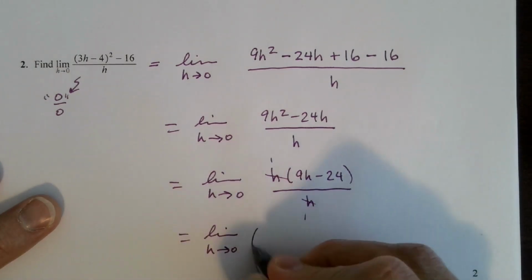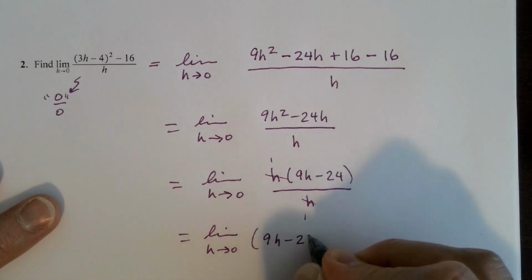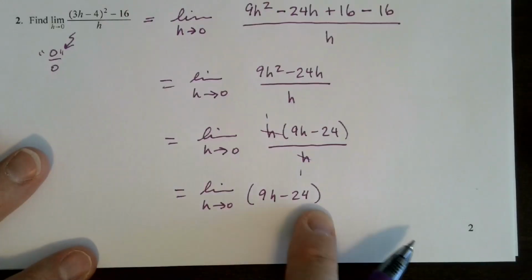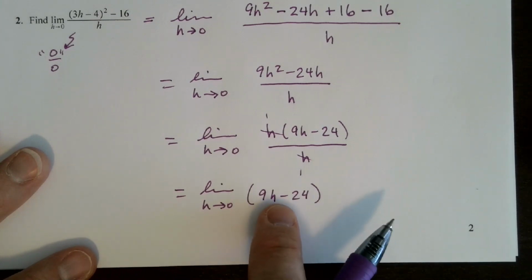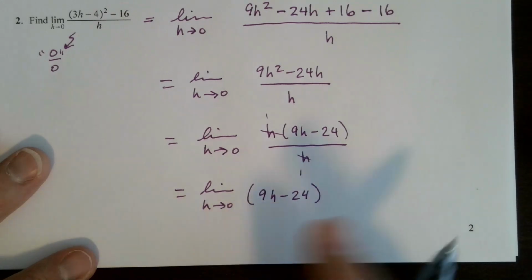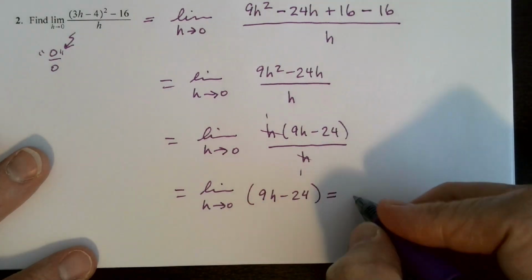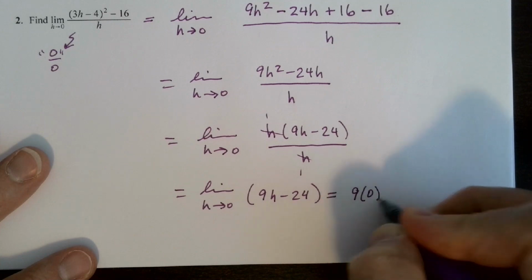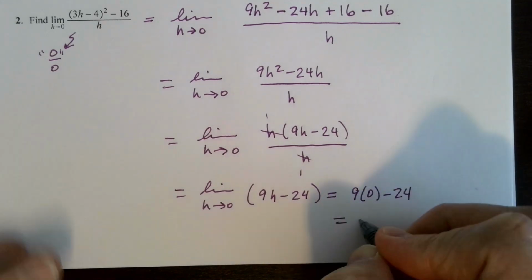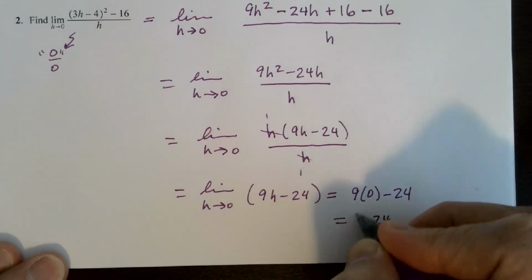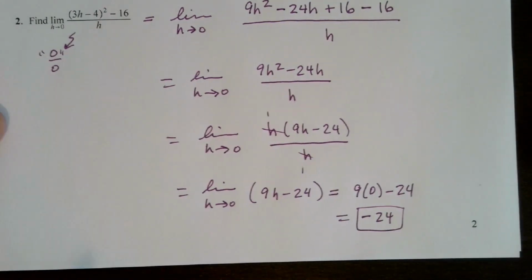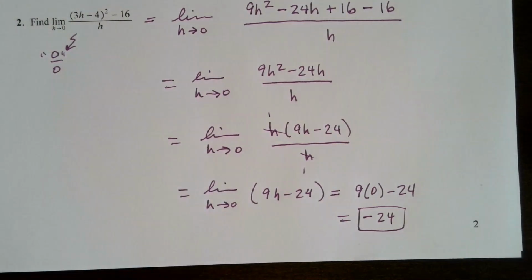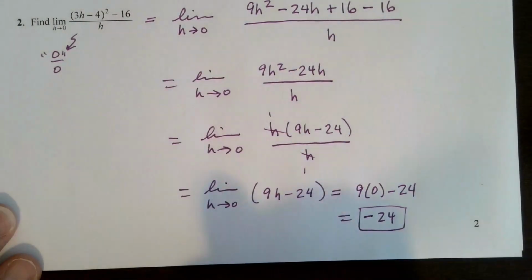And so I've got it all down to 9h minus 24. You should put that in parentheses, because we're taking the limit of the whole thing, even though there's only one h in the expression here. But now I can evaluate that by direct substitution. Plugging in h as 0, I get a result which is negative 24.